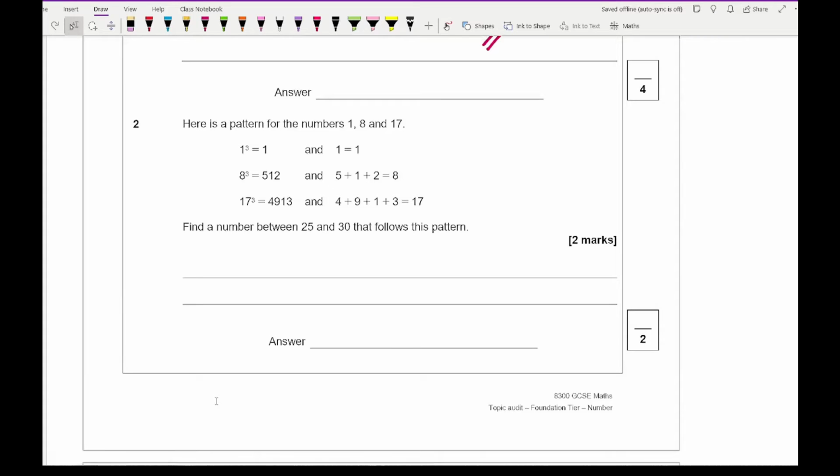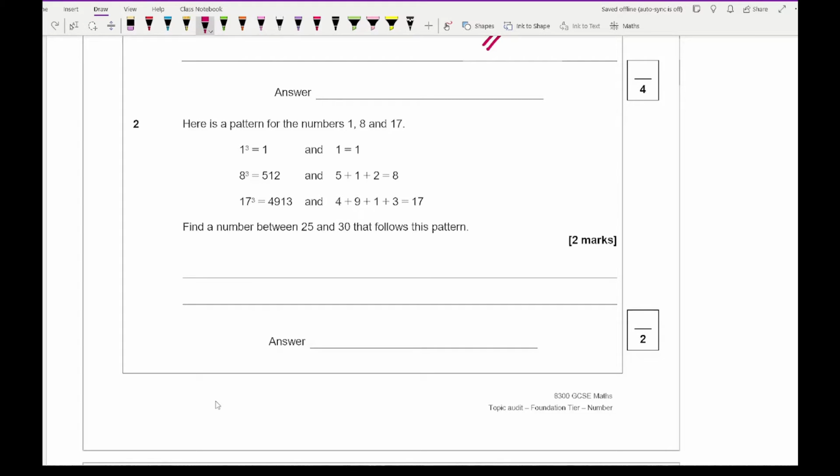Then moving on to question 2, it says here is a pattern for the numbers 1, 8 and 17. So it says 1 cubed is 1 and 1 equals 1. 8 cubed is 512 and 5 plus 1 plus 2 is 8. 17 cubed is 4,913 and 4 plus 9 plus 1 plus 3 is 17. And the question is asking us to find a number between 25 and 30 that follows this pattern.